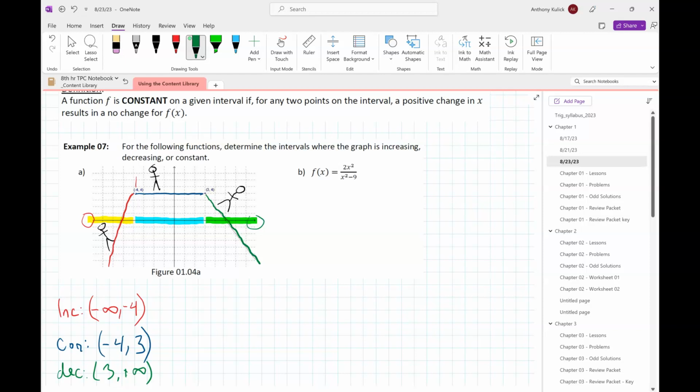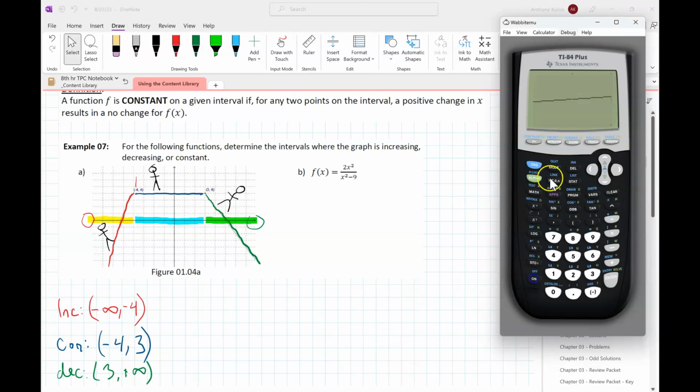Okay. The next one, we're not given a graph, we're just given an equation. How am I going to do that? Yeah, we're going to type into our calculator and get a picture, and we're going to use that picture to do the exact same thing. Just let that calculator do the heavy lifting for us.